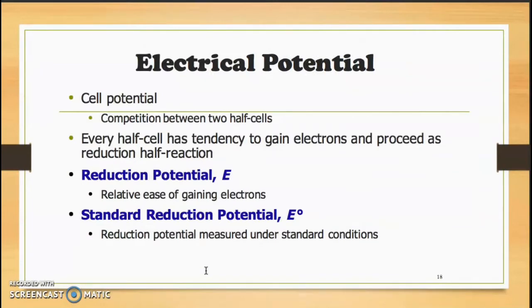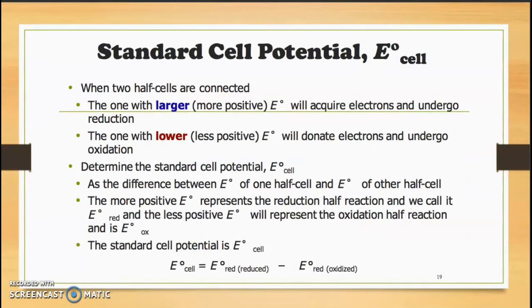Electrical potential, or cell potential, is a competition between two half cells. Every half cell has a tendency to gain electrons and proceed as a reduction half reaction. Reduction potential, E, is the relative ease of gaining electrons. Standard reduction potential is measured under standard conditions. Standard cell potential, E cell, applies when two half cells are connected.